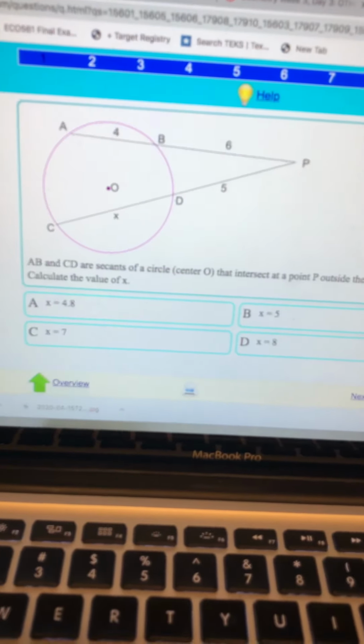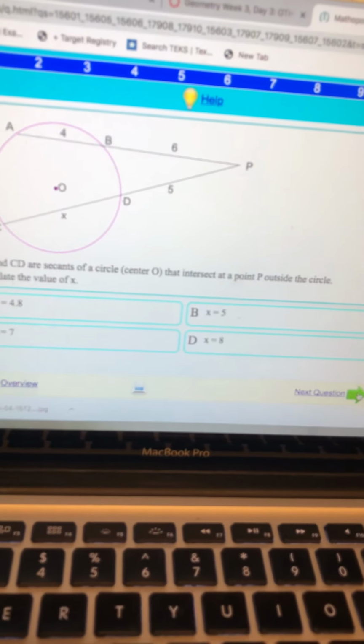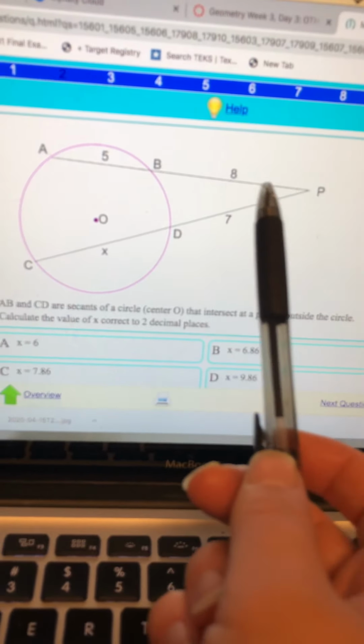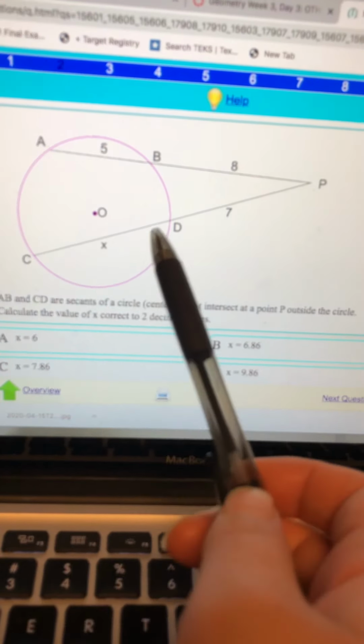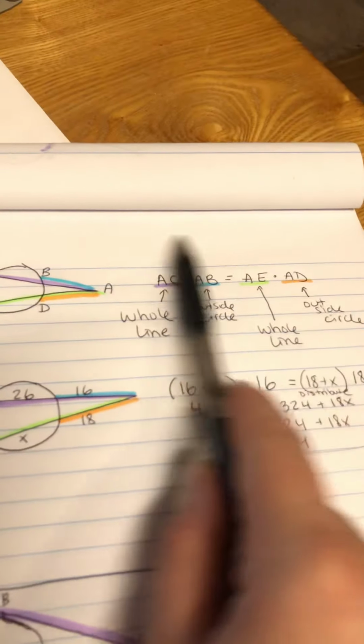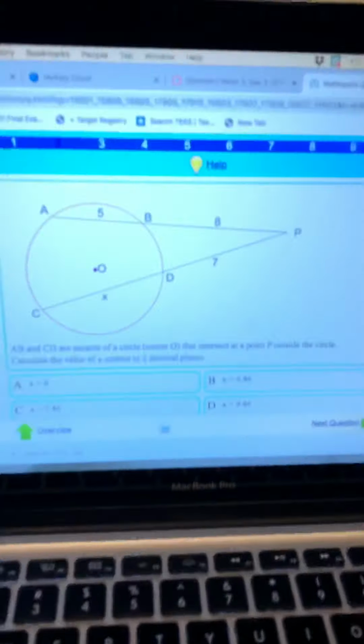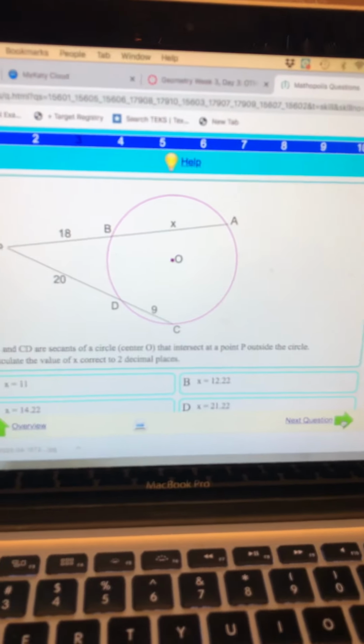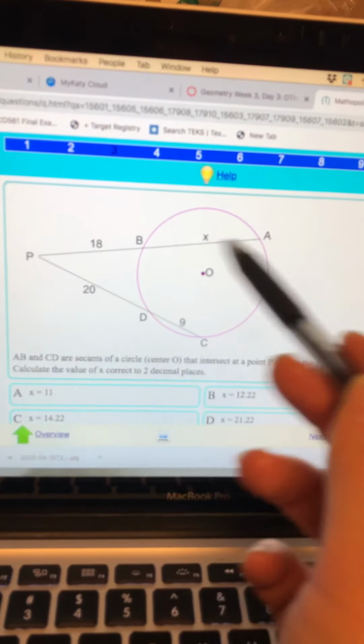If I go to number 2, it's the same thing. We have it where it cuts through the circle, so I can use my top example here. The next one, again, it cuts through the circle, I'm going to be able to use my top formula up here.